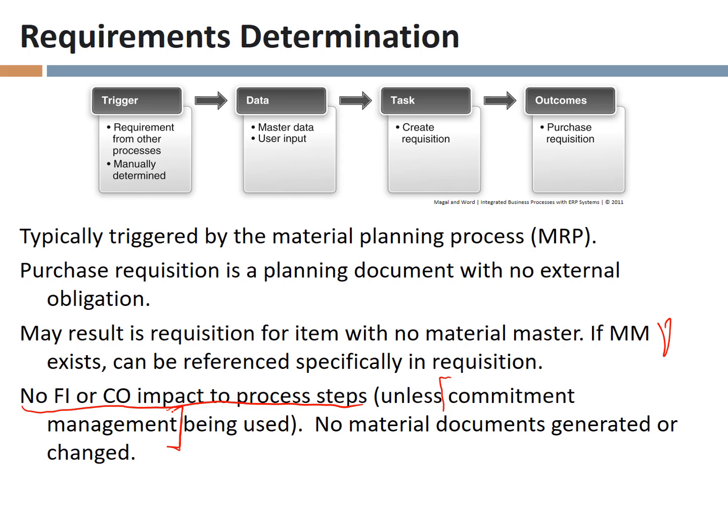The purchase requisition process does not generate any material documents because there's no goods receipt. Nothing has actually happened here. I'm just planning to make a particular purchase. Any questions about this?